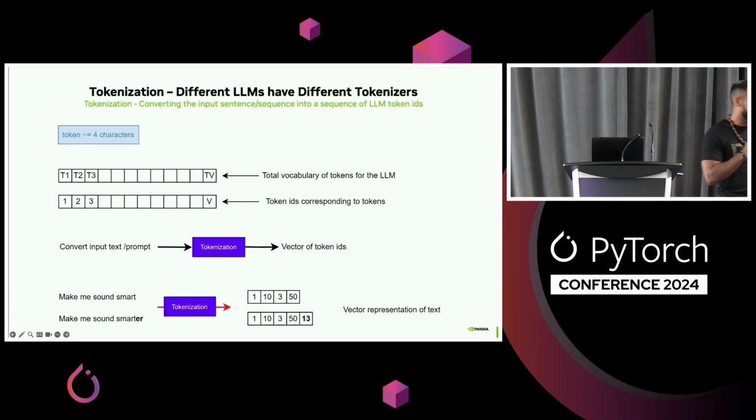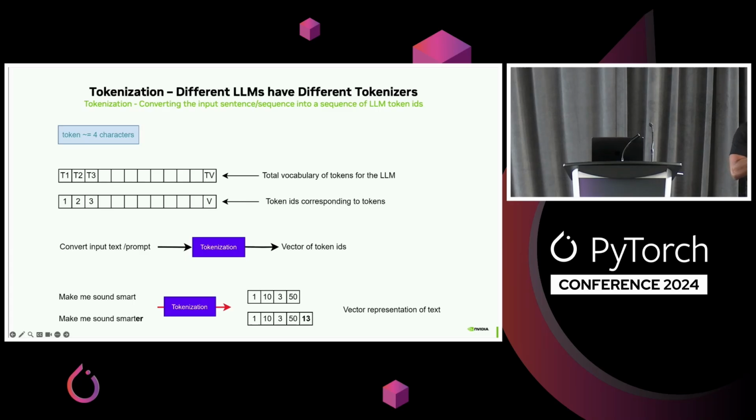So here's what it looks like. I say, make me sound smart, and make me sound smarter. And this is what the LLM sees, a vector of numbers. I want you to notice that I put this ER suffix here, and it has an extra token, just to reinforce to you that an LLM token is not a human understandable word. Typically, it's some chopped version of it.